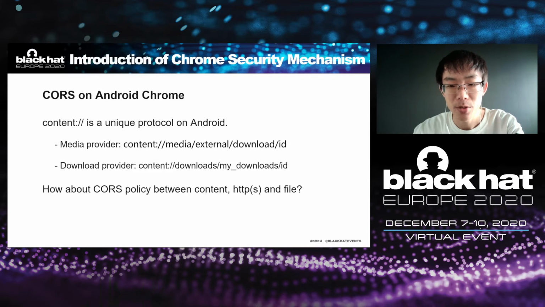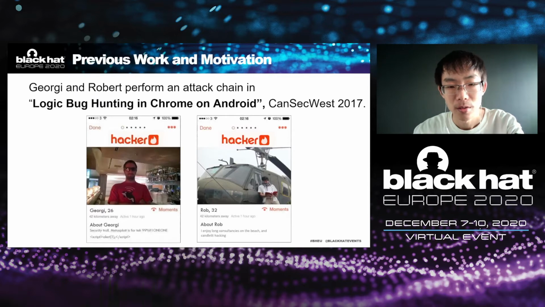There are some special protocols on Android, such as content. Through the content protocol, we can access media files on Android via the media or download provider. How about the cross-origin policy between content, HTTP or HTTPS, and file protocol on Android Chrome? There is a case about the content protocol on Android Chrome.